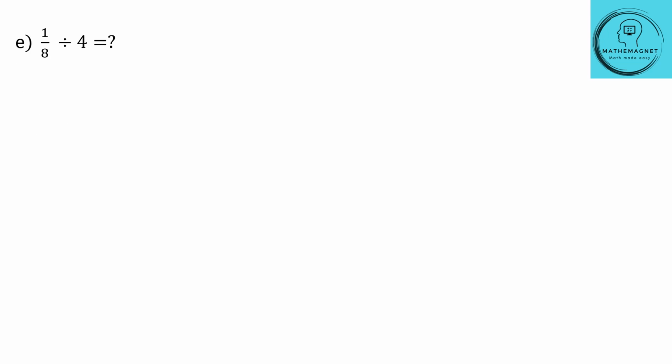The next question, 1 by 8 divided by 4. It will be rewritten as 1 by 8 divided by 4 by 1. The first step, we convert the division symbol to multiplication and then flip the whole number. So it becomes 1 by 8 into 1 by 4. So that is equal to 1 by 32.